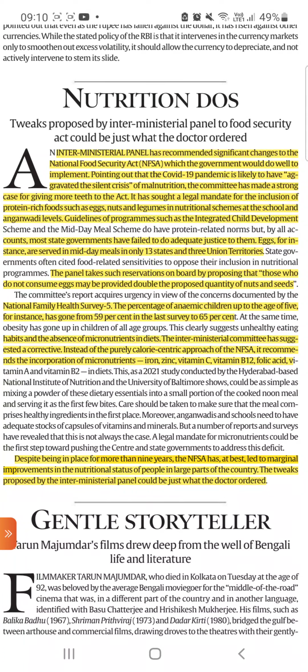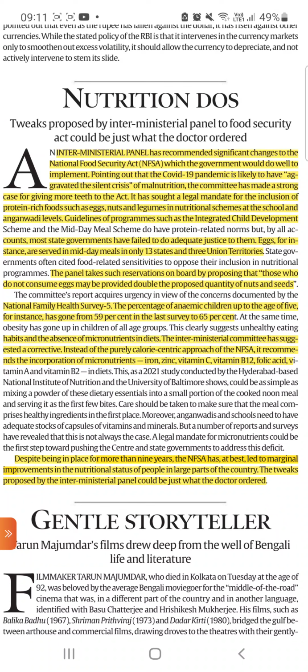Eggs, for instance, are served in the midday meal in only 13 states and 3 union territories. The panel takes such reservations on board by proposing that those who do not consume eggs may be provided double the proposed quantity of nuts and seeds. The committee report acquires urgency in view of the concerns documented by the National Family Health Survey 5. The percentage of anemic children up to the age of 5, for instance, has gone up from 59% in the last survey to 65%. This clearly suggests unhealthy eating habits and absence of micronutrients in the diet.